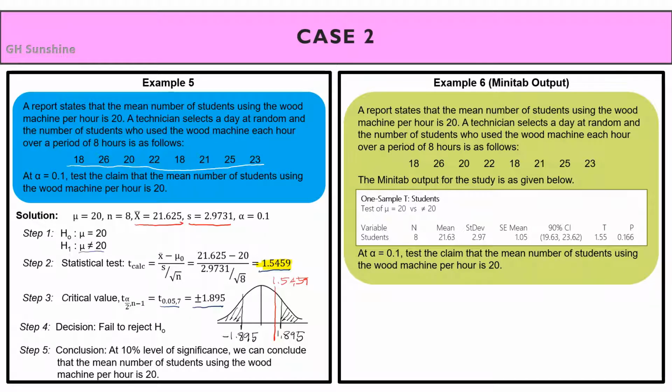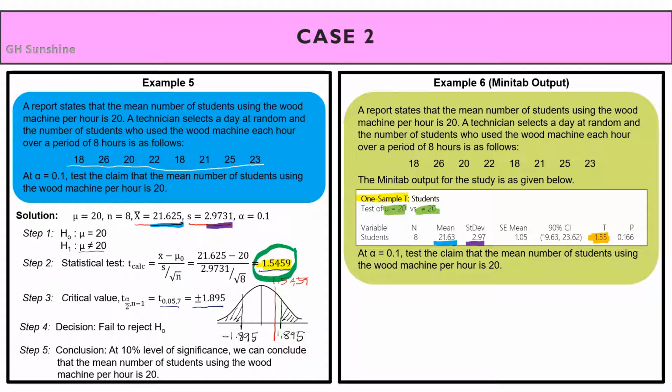So compare with the first case. Look at here, one sample T. Before this, one sample Z. So this one, hypothesis testing: mu equal to 20, mu does not equal to 20. So what is the T value? 1.55. So 1.55 is the same as this value when you calculate manually. And then look at here, mean. So mean means that sample mean X bar is 21.63. Meanwhile, the standard deviation equal to 2.97, same as the Minitab output.